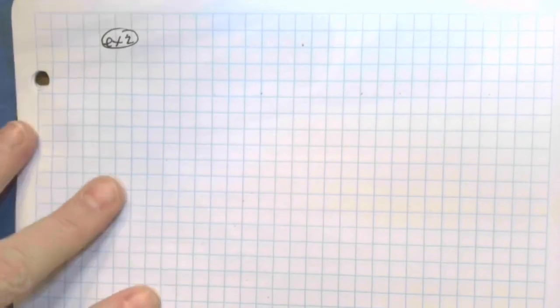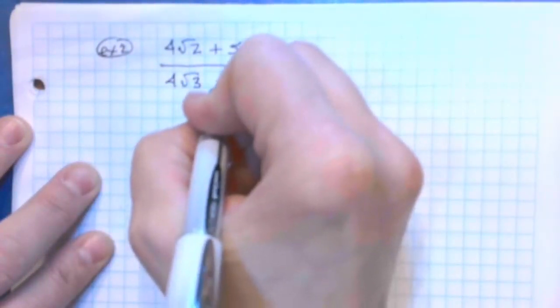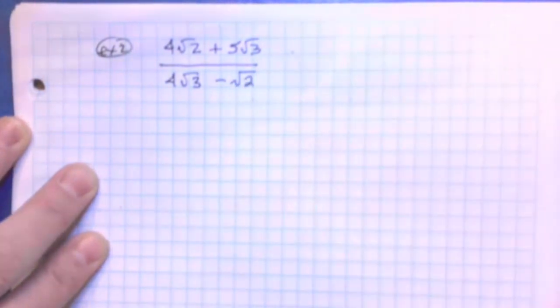Example 2. What if you have a binomial on the top and a binomial on the bottom? It actually doesn't change the process that much. You just have a few more radicals floating around. So we're going to divide 4 radical 2 plus 5 radical 3 over 4 radical 3 minus radical 2.